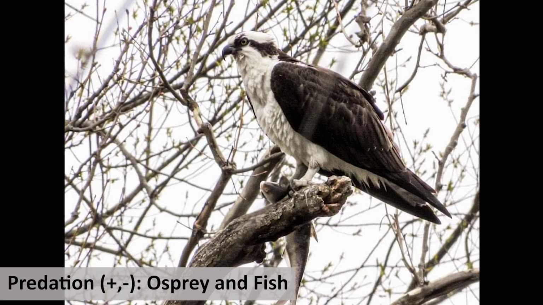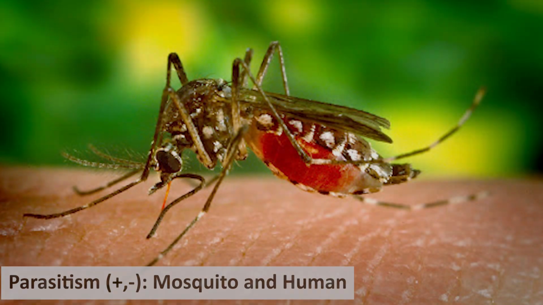Predation, or predator-prey, is a positive-negative interaction. One animal gets food, while the other becomes food. Parasitism is a similar positive-negative interaction. One organism, the parasite, which is usually small, benefits, and the other, the host, is harmed but usually doesn't die.